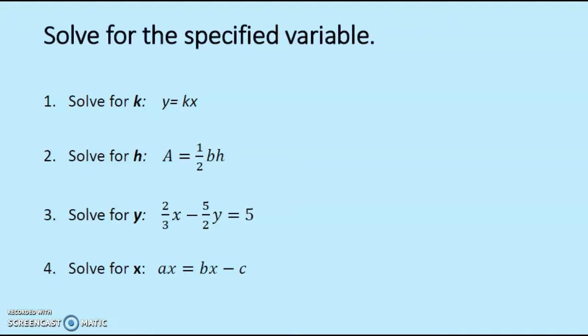So let's take a look at each of the examples that you see here. We'll go through 4 in total. Notice again, for each one you need to be told which variable you're solving for. So in this first equation, we have y equals kx. We want to rearrange it so that k is isolated.